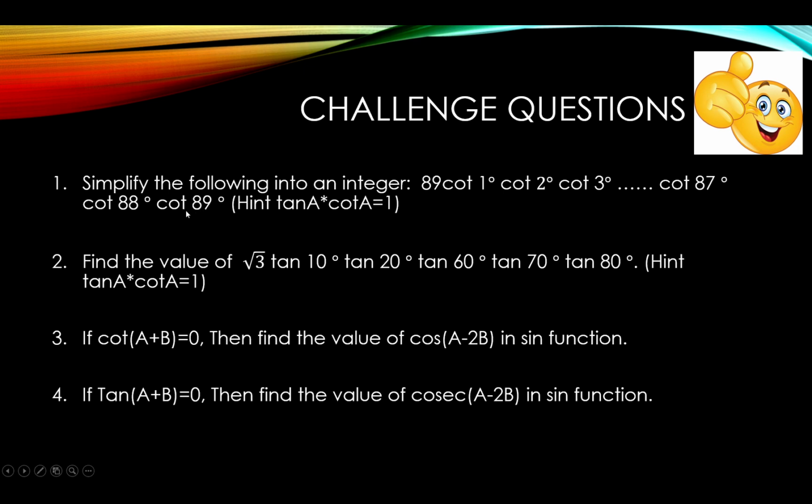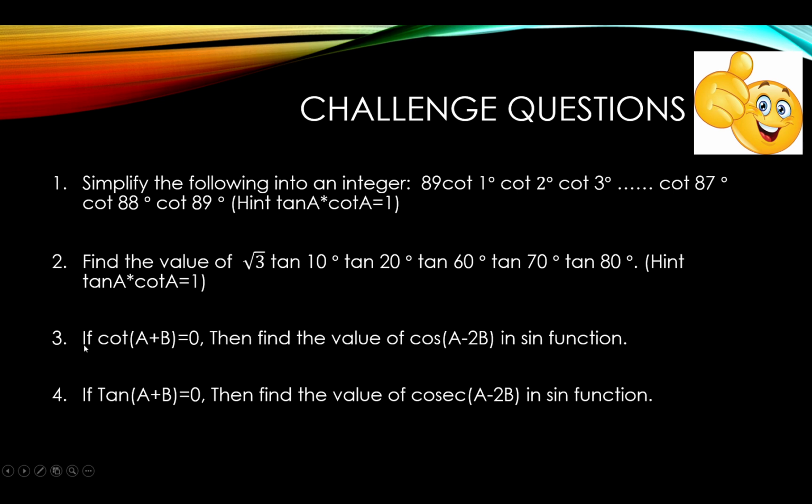Question number 2. Find the value of root 3 tan 10 multiplied by tan 20 multiplied by tan 60 multiplied by tan 70 multiplied by tan 80. I'm going to give you a hint that tan A multiplied by cot A is equal to 1. You can use the complementary angle rule. And also, if you notice, there's a tan 60, which is a specific angle, and you have to find the trigonometric ratio for this specific angle on your own.